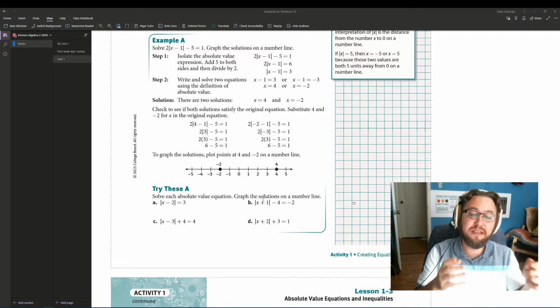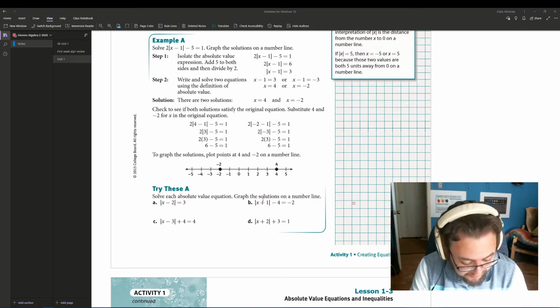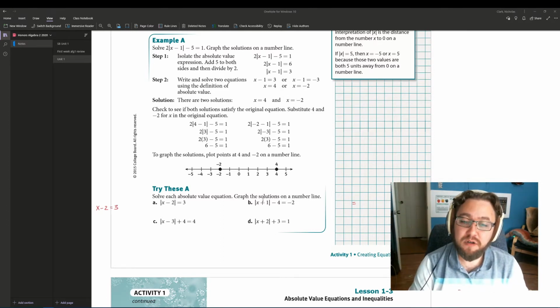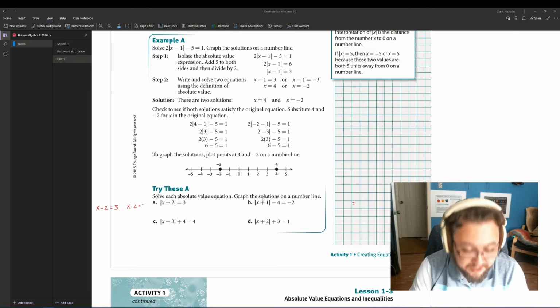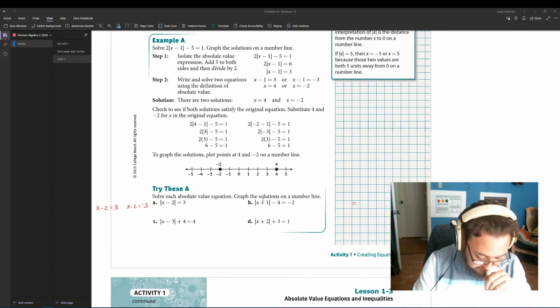We're going to take this and break it into two pieces. The first piece is just as it's written: x minus 2 equals 3. The other part is going to be its opposite. So what I mean by that is it would be x minus 2 equals negative 3. We're going to solve both of these branches and get two different solutions.